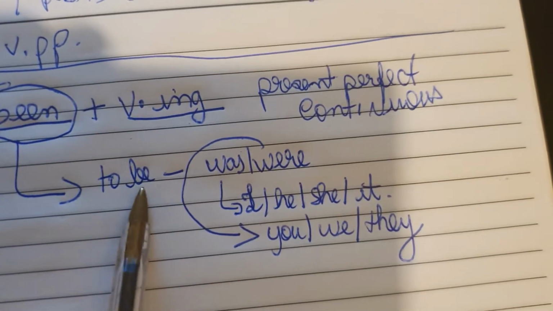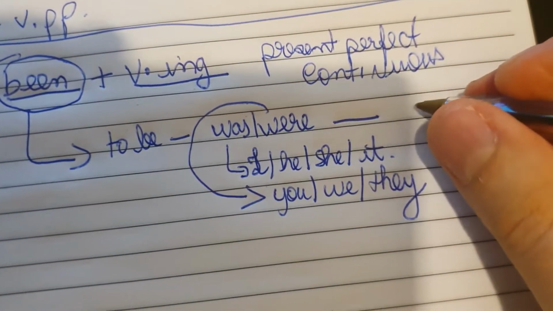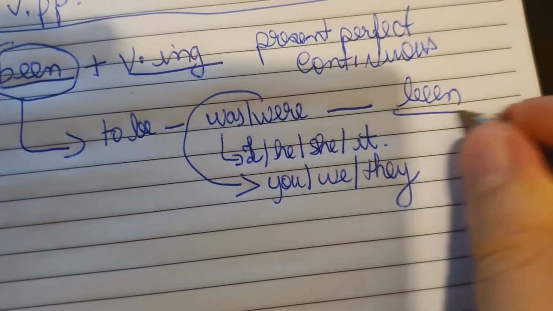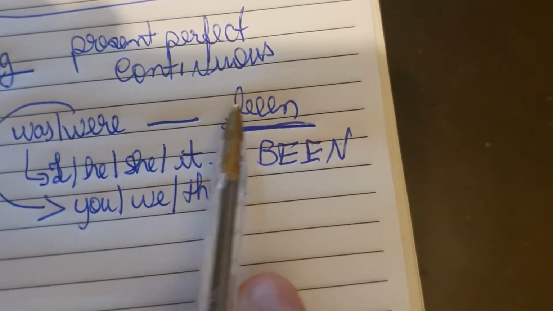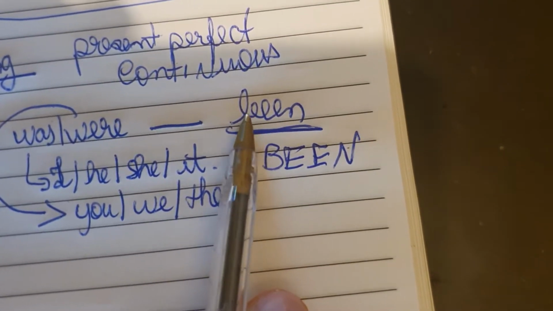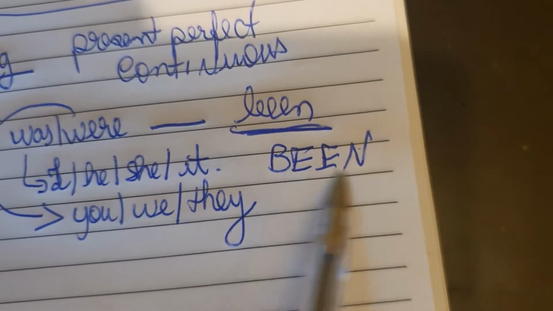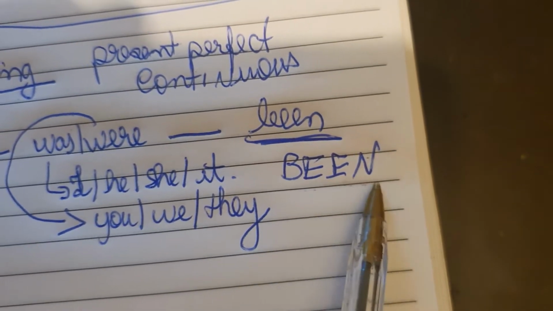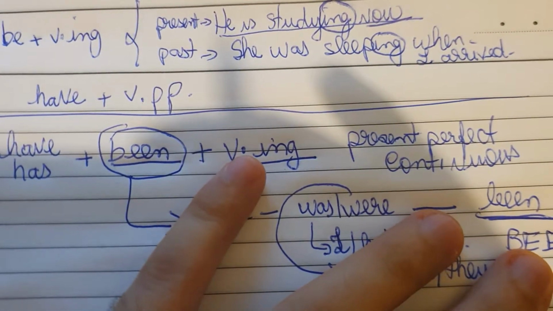Okay, so we use the verb to be. The simple past is was or were, and the past participle is been. Been, right? B-E-E-N. I had to spell it because maybe you are reading lean. No, it's not lean, it's been, right? So been is the past participle of the verb to be. So you understand the structure: have or has, plus been, plus the main verb with ing.